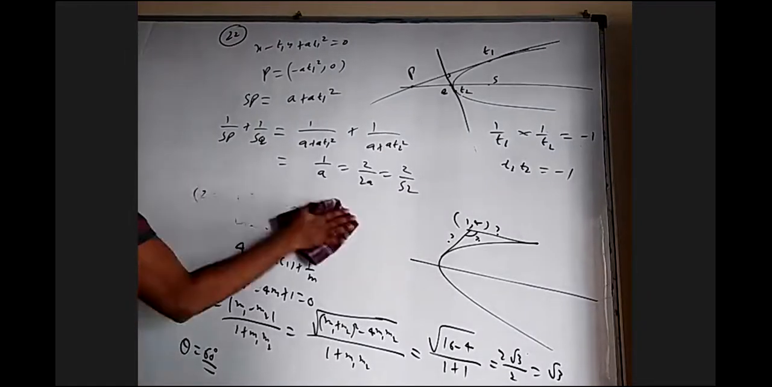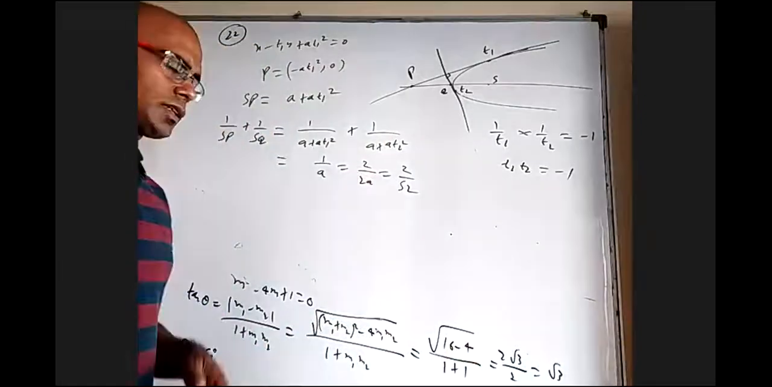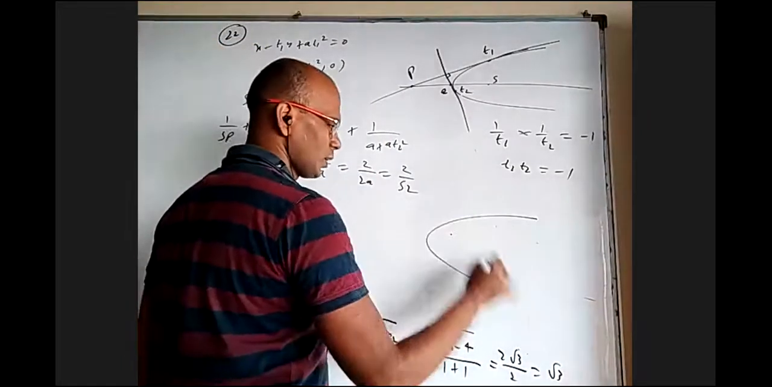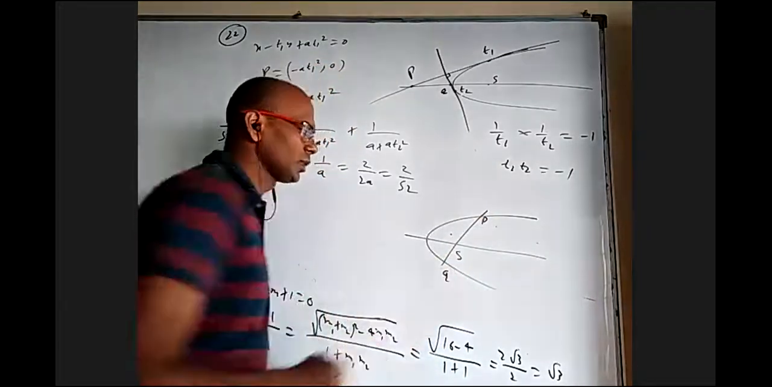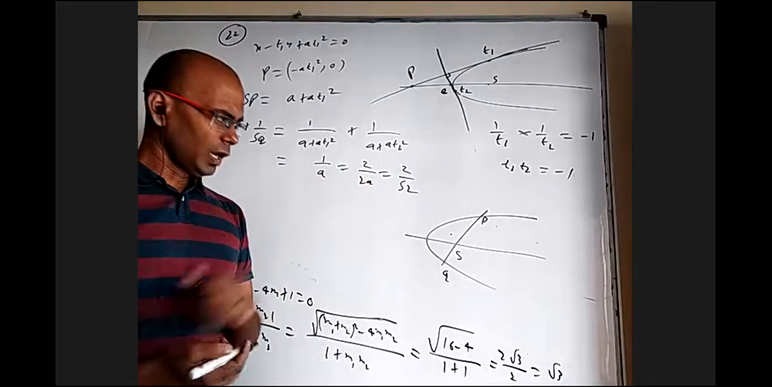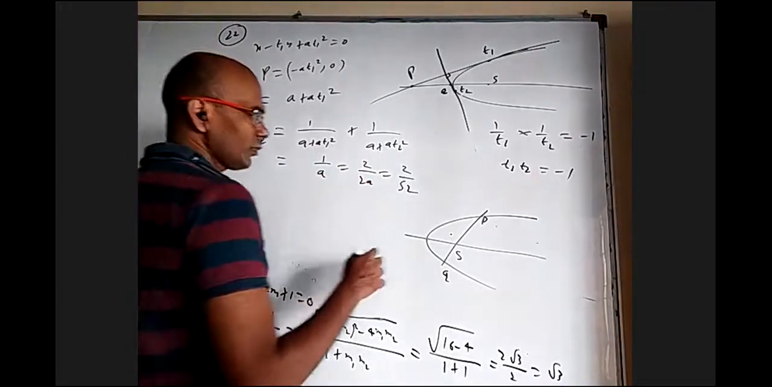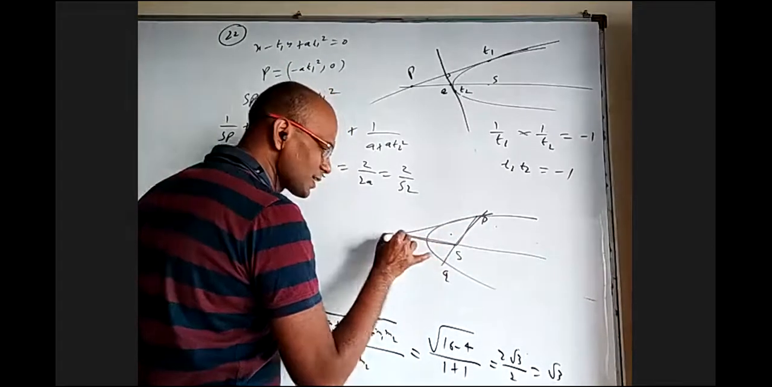Now, why this question, even though it is different from the other thing that we have? What we have is, if there is a parabola and a focal chord, with S, P, and Q, we have the relation 1 by SP plus 1 by SQ is equal to 1 by A. How that and this are connected is, if we draw a tangent here, this length is the same as this SP length.